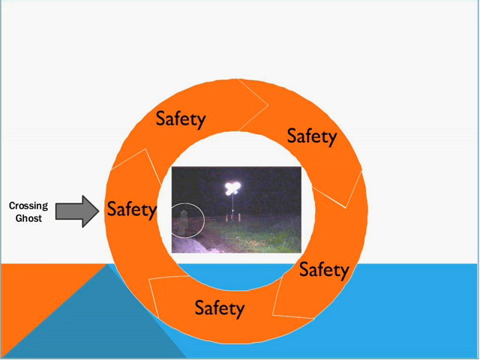This is a widely shown photograph that you can find on the intersection, and it's the crossing ghost, and it's to remind everyone that should somebody have a fatality at a crossing, this ghost will be out there to provide warning in the future.